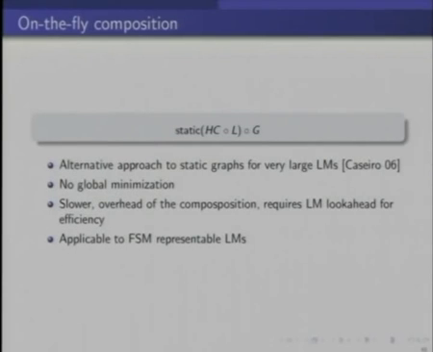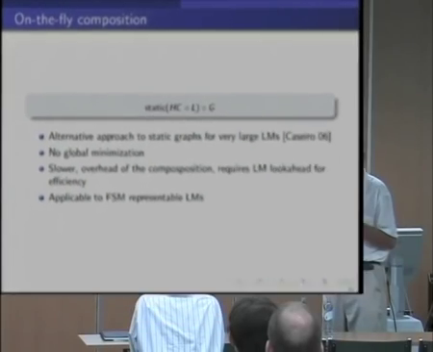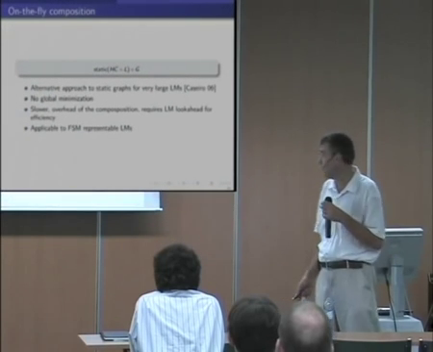A popular, important technique is on-the-fly composition. Instead of compiling the whole graph together, you just compile together all the decision tree information with the lexicon, with the pronunciation, and you apply the composition with the language model as you do the search, as you are finding active states.